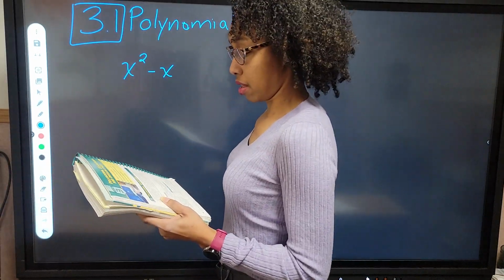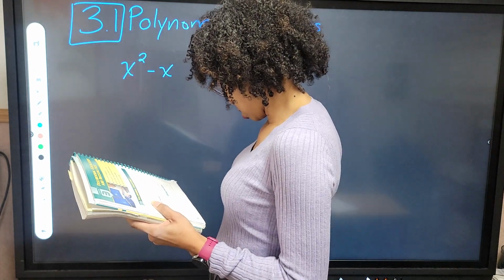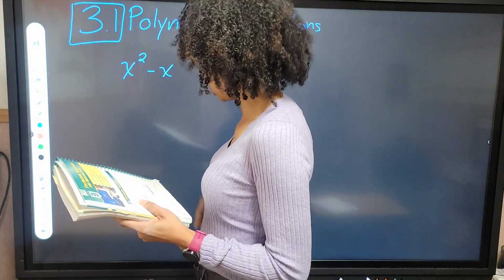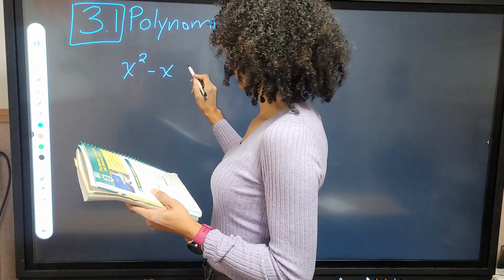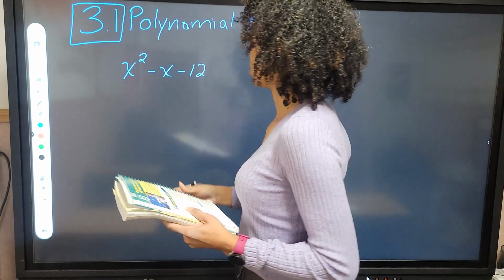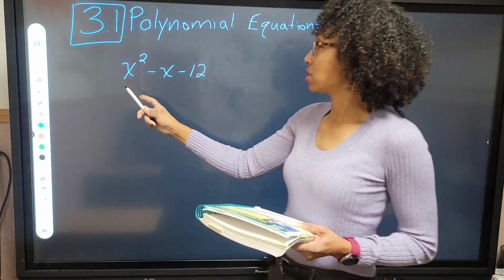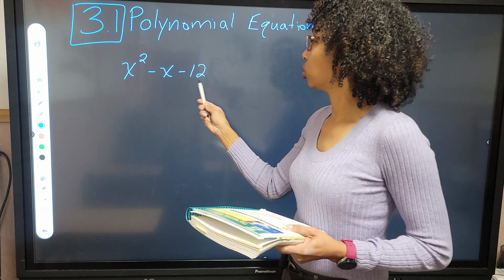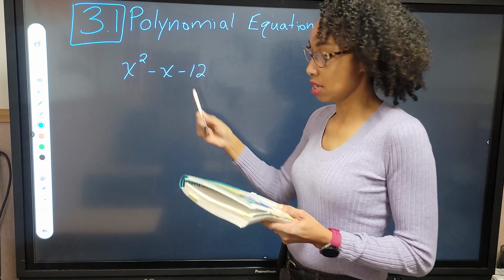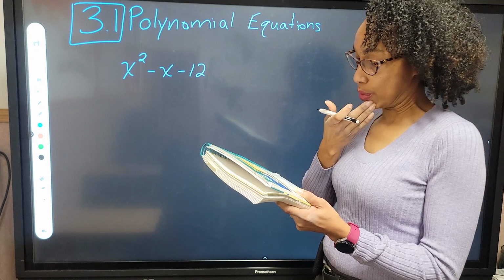So a polynomial has just the terms in it. Something like x squared minus x minus 12 is a polynomial. We see the separate terms. There's three terms here. We see exponents that give us some information about the polynomial.